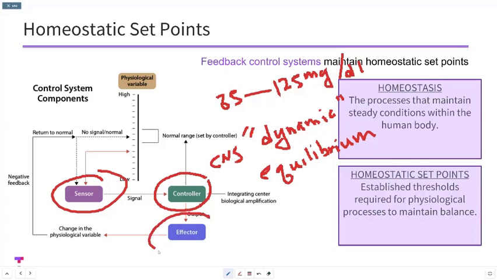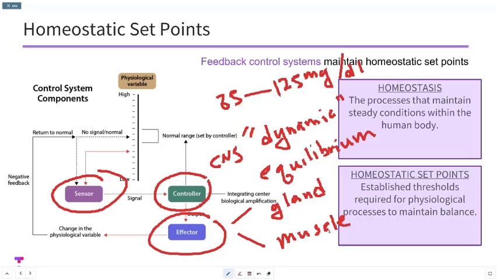And then you have an effector, which is going to be either a gland inside the body, an endocrine or exocrine gland, or some kind of muscle, like the cardiac muscle, the smooth muscle, or the skeletal muscle. And your body responds by allowing one of these effectors to release a chemical or for the muscles to contract.